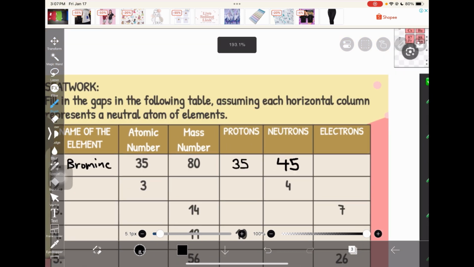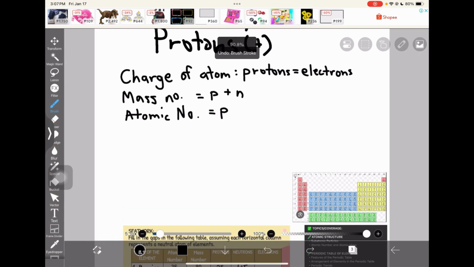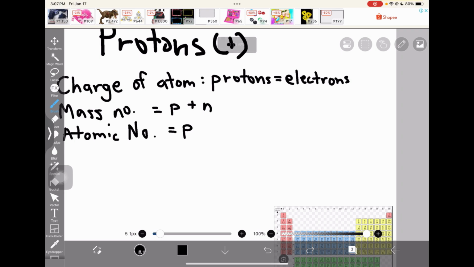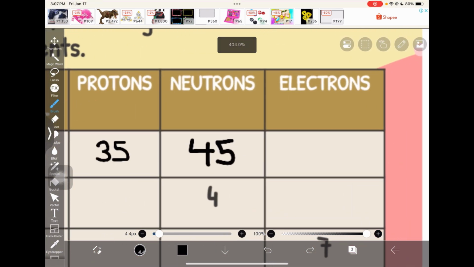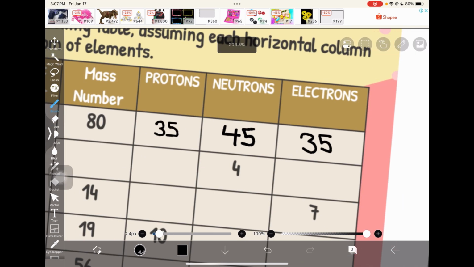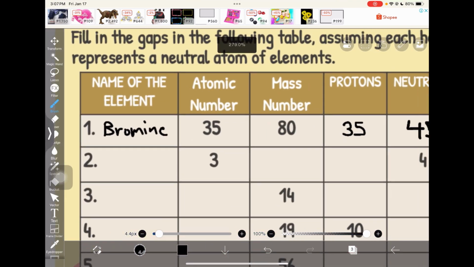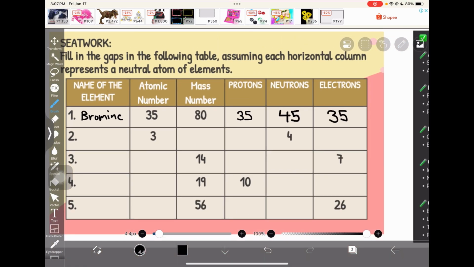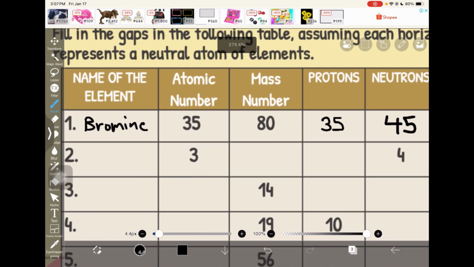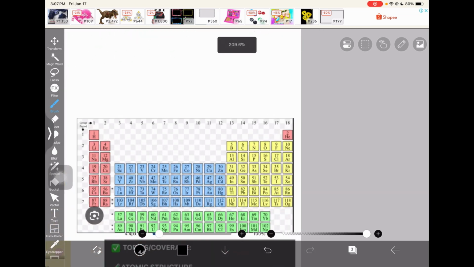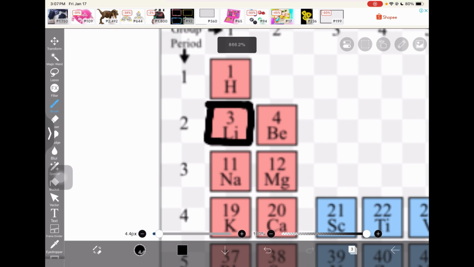And since this assumes that all of these are neutral, the charge is always protons equals electrons. Therefore, to solve this one, we just have protons equals electrons, which is 35. So the next one, we only have the atomic number and the amount of neutrons. First we have the atomic number, which is 3. Once again, we can find what is number 3 over here. Number 3 would be Li, standing for lithium.